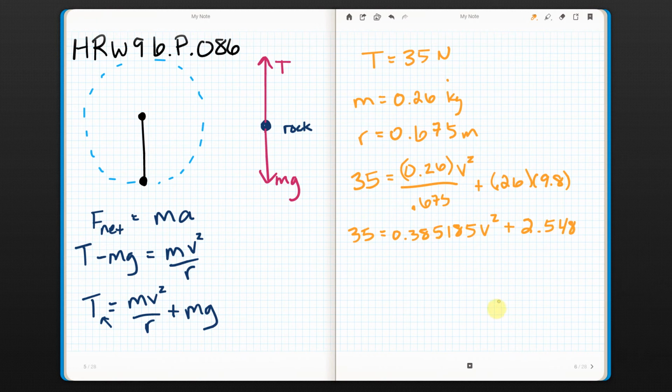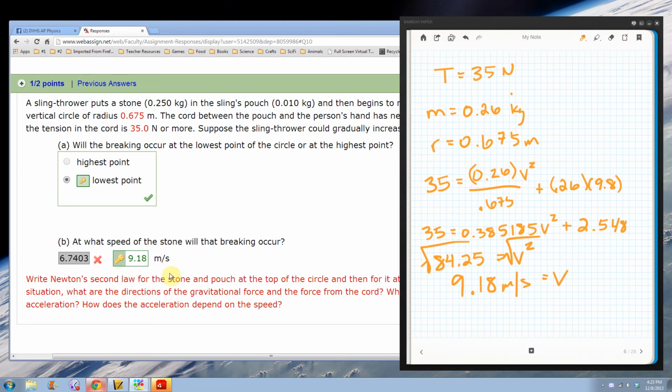Now if I solve for v, move this onto this side and divide by all of this stuff, I end up with 84.25 equals v squared, and then I square root both sides. I'm doing that on my calculator, which you can't see. And I get 9.18 meters per second equals v. Let's go see what it's supposed to be. 9.18. That's right. So that's the end of it.